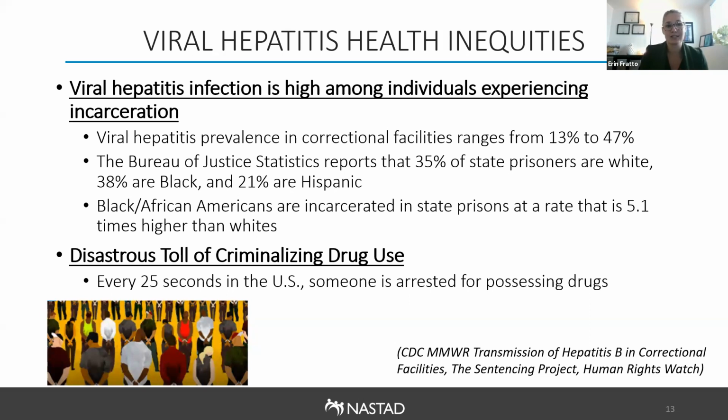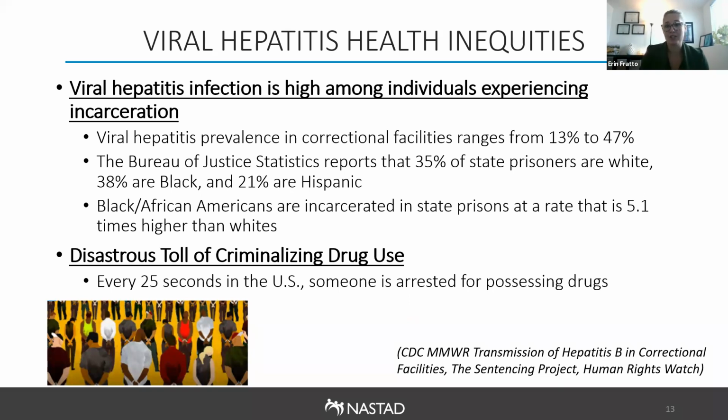That means that half of incarcerated individuals may be infected with viral hepatitis. The Bureau of Justice Statistics reports that 75% of state prisoners are white, while 38% are Black and 21% are Hispanic. There is a huge disparity in incarcerated populations. Black Americans are incarcerated in state prisons at a rate that is 5 times higher than whites. In Iowa, Minnesota, New Jersey, Vermont, and Wisconsin, this disparity is more than 10 to 1.